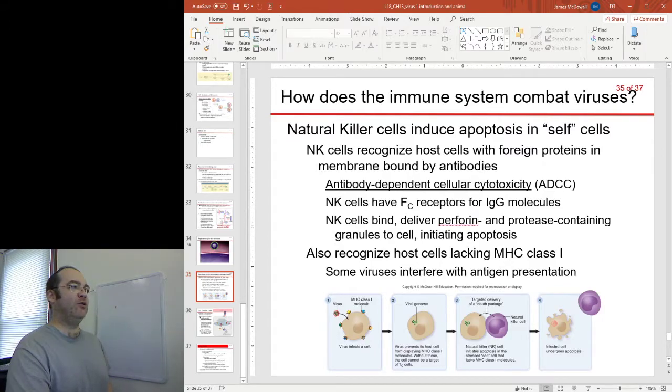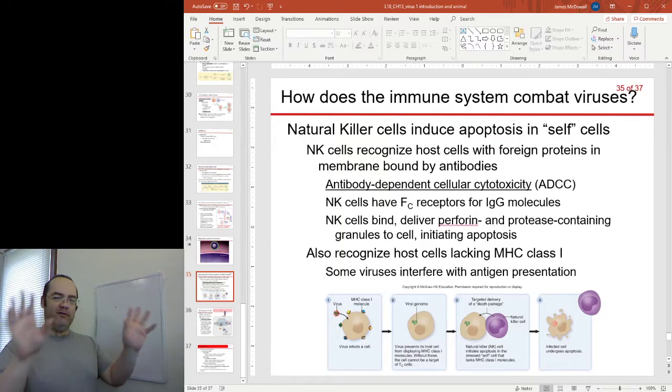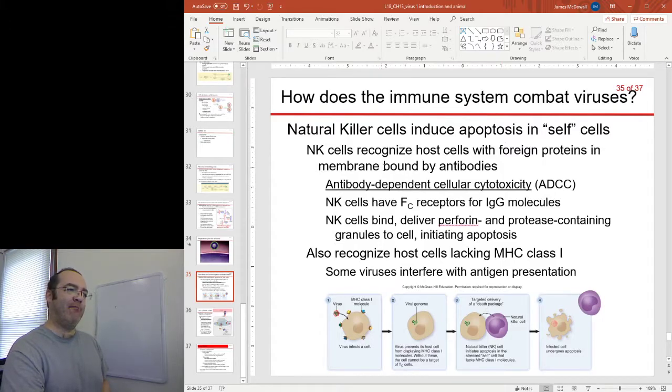And this goes back to ideas that we visited when we looked at the immune system. There are lots of different kinds of cells involved in the immune system. One kind of cell is called a natural killer cell, and now we're on slide 35 there. Natural killer cells recognize host cells with foreign proteins in their membranes bound by antibodies.